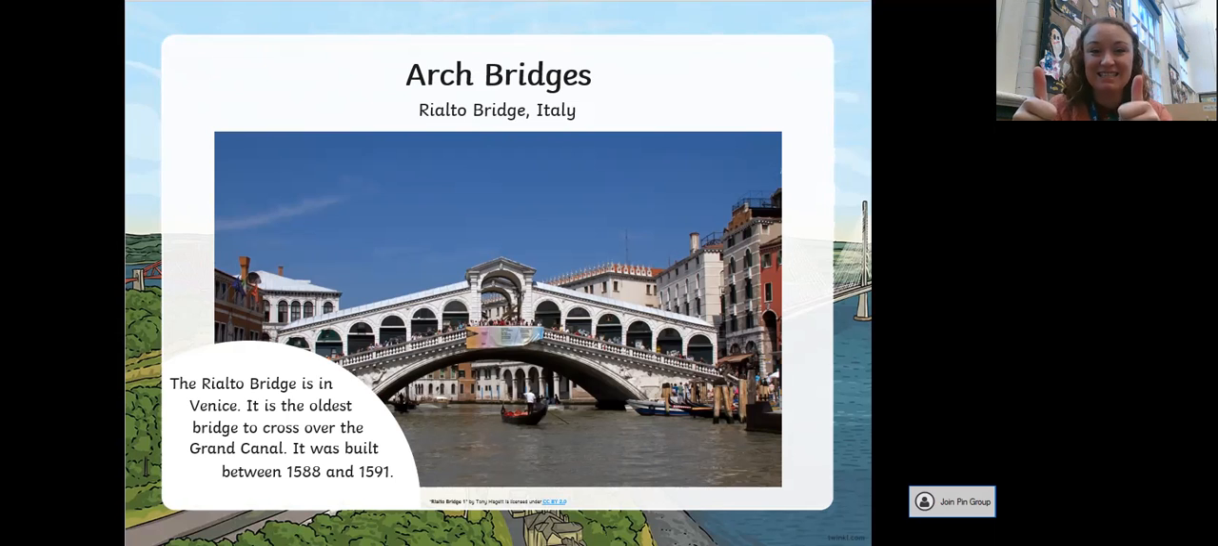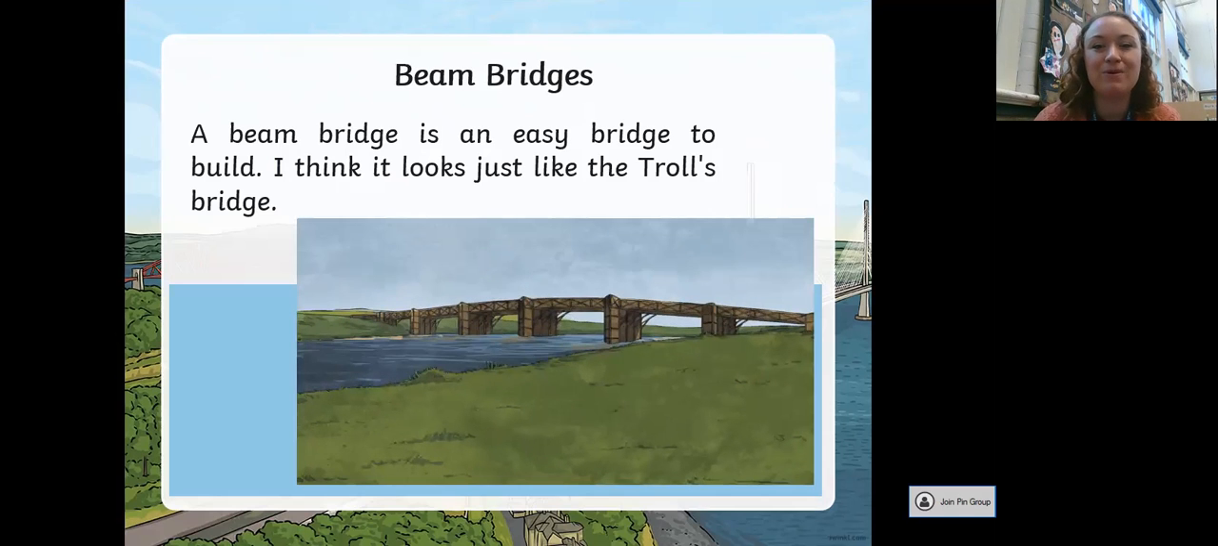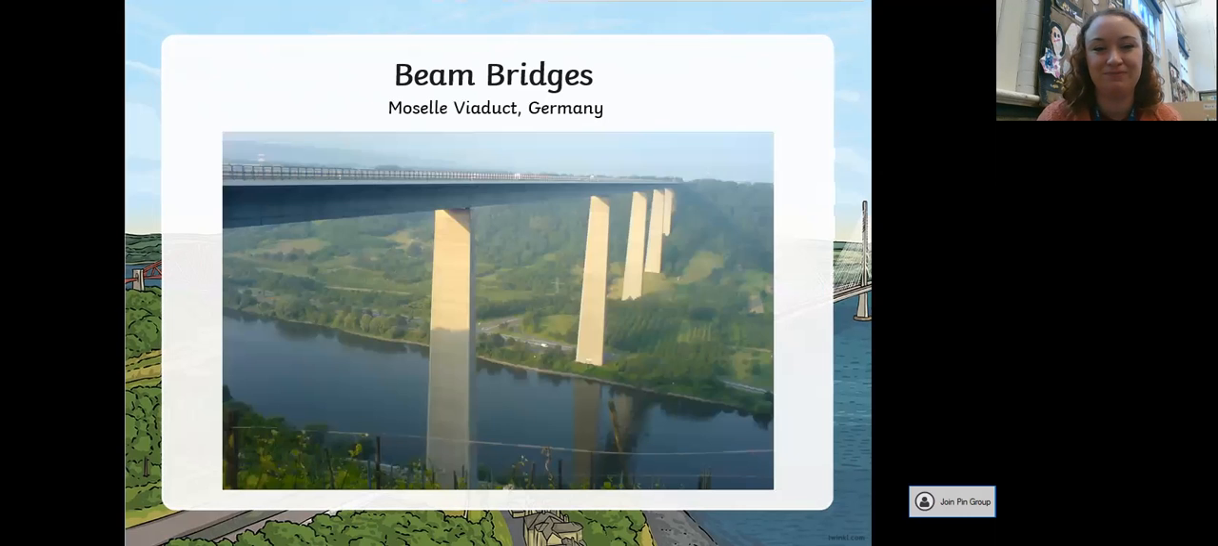Did you get it? Well done. Let's find out about another type of bridge. Ooh, beam bridges. A beam bridge is an easy bridge to build. In fact, I've been making some of these bridges with my daughter at home. I think it looks just like the Trolls Bridge.